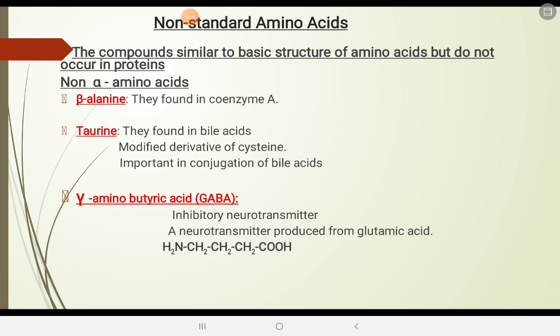Next is non-standard amino acids. What is meant by non-standard? Compounds similar to the basic structure of amino acids but which do not occur in proteins. The non-alpha amino acids: beta-alanine, found in coenzyme A and a part of pantothenic acid, a B complex vitamin. Taurine, found in bile acids, a modified derivative of cysteine, important in conjugation of bile acids.